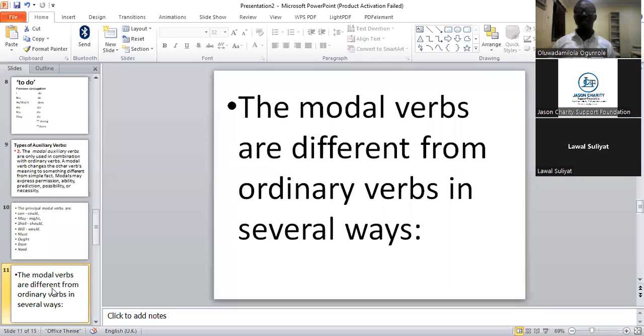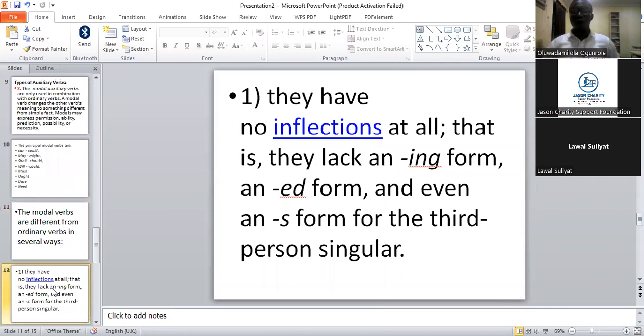Now, we said the modal verbs are different from ordinary verbs in several ways. One of these ways is that they have no inflection. Anytime we are talking about inflection, we can have tense inflection and number inflection. Tense inflection is when you change a verb from present tense to past tense or to future tense. We can also change it from a simple present tense, simple past tense, simple future tense to a continuous form.